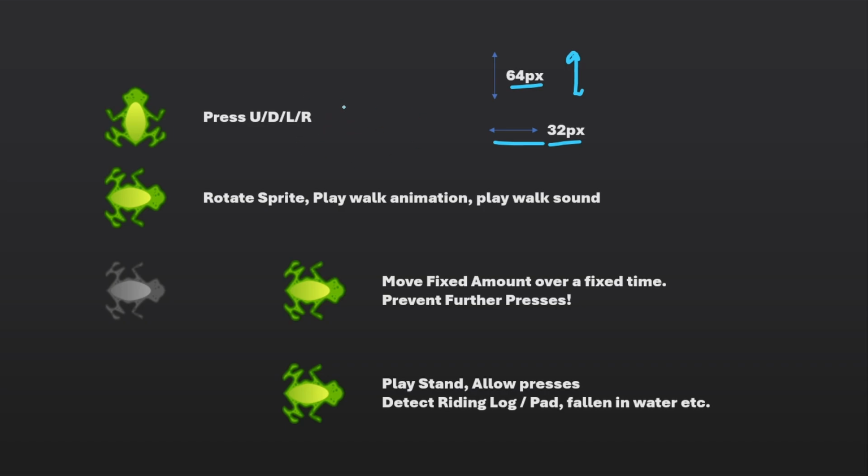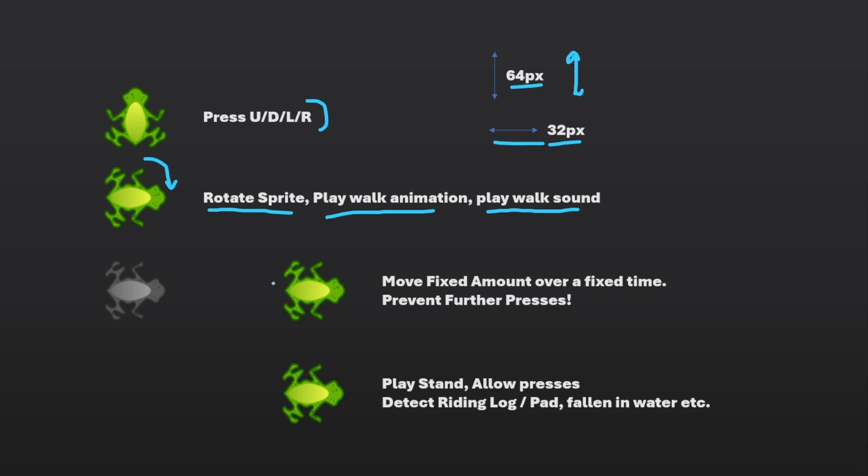And when we move, let's imagine we press the right key, for example. We need to do a few things. First thing we need to do is rotate the sprite so it faces in the correct direction. And we'll need some code to make sure we rotate in the correct direction for each of the movement keys that we press. When we do start to move, we need to play our walk animation. And we also need to play our walk sound as well. Importantly, once this process starts, we need to make sure that we prevent any other key presses happening until we've finished this specific deterministic movement of either 64 or 32 pixels.